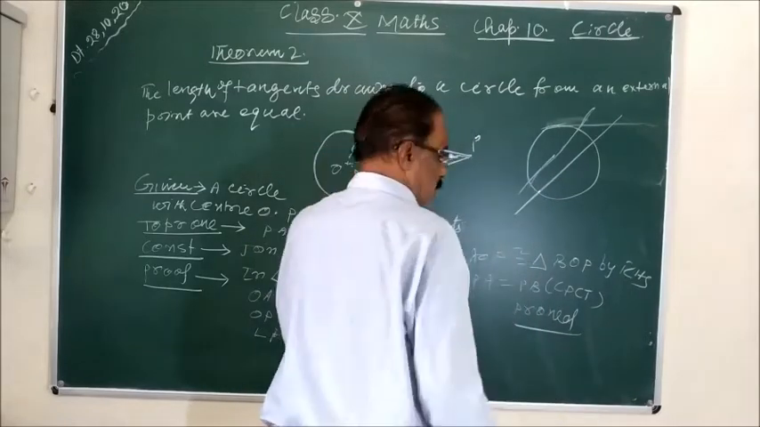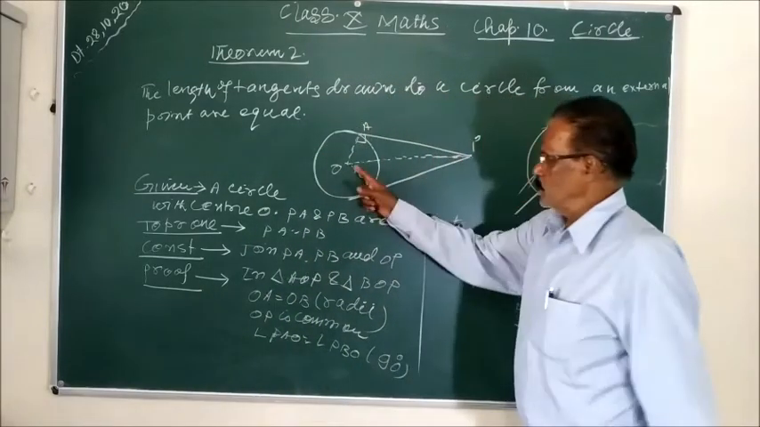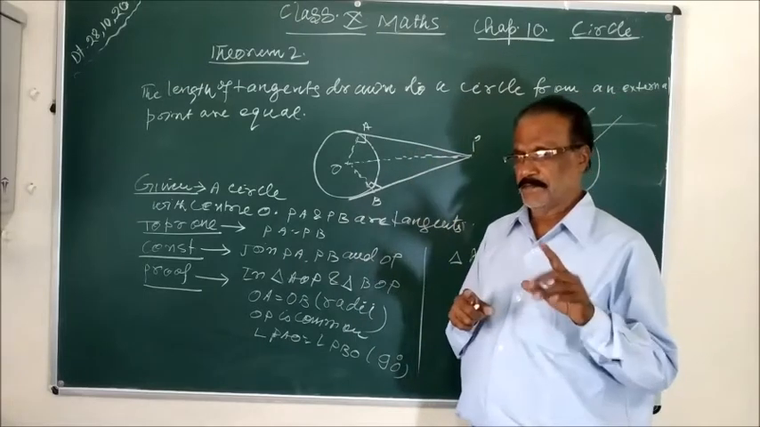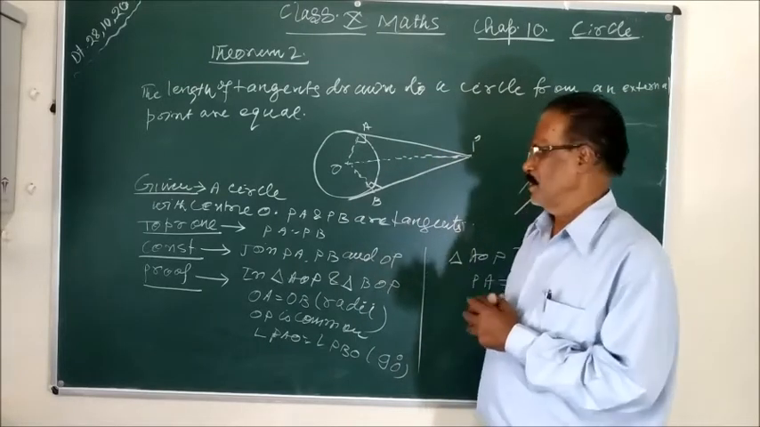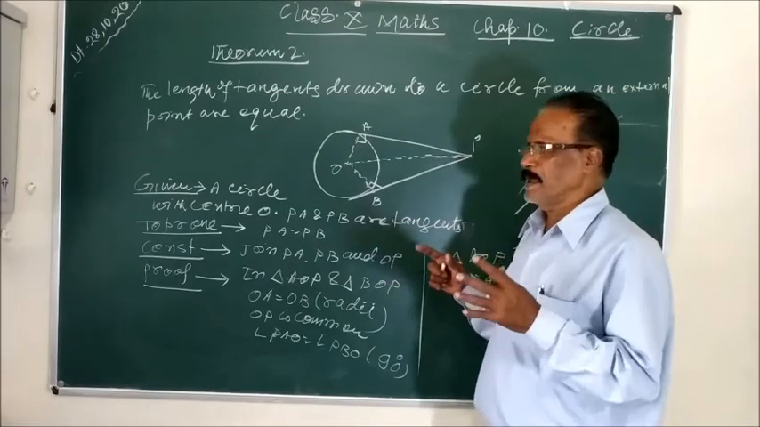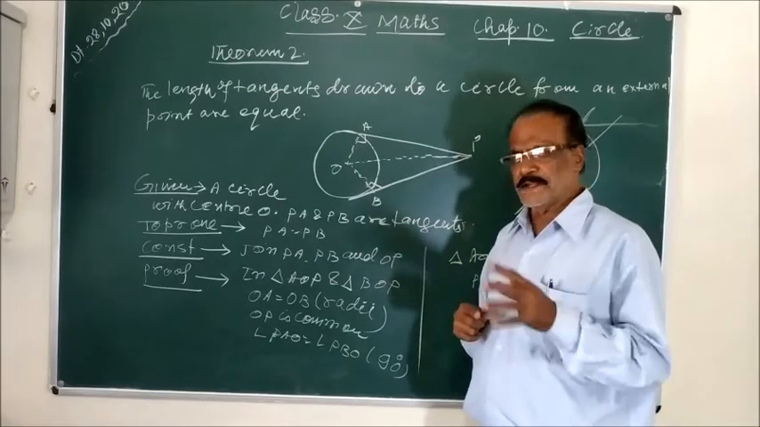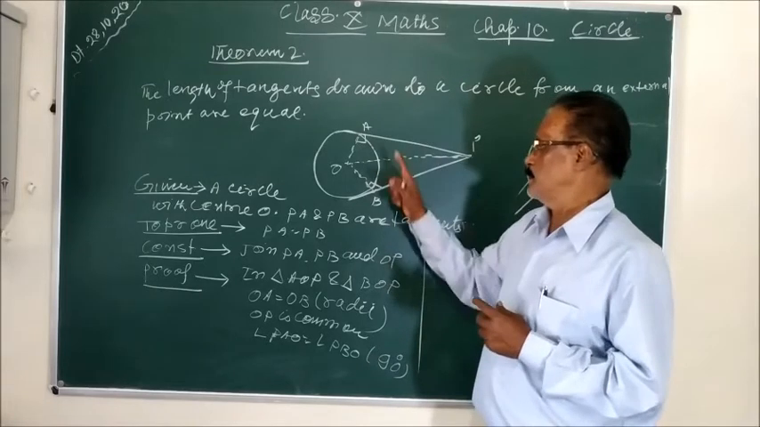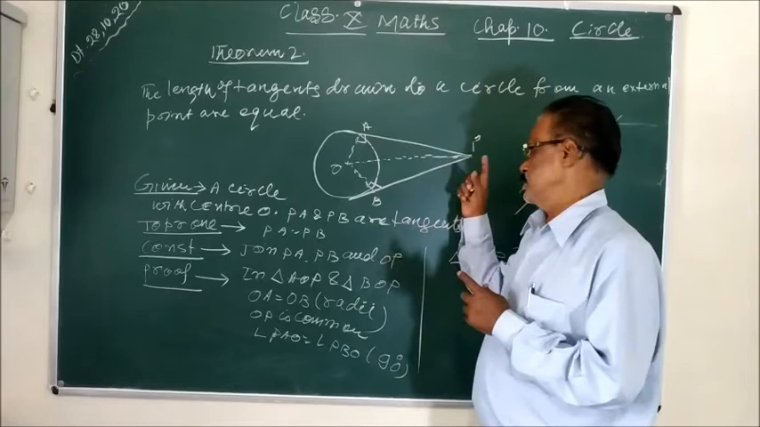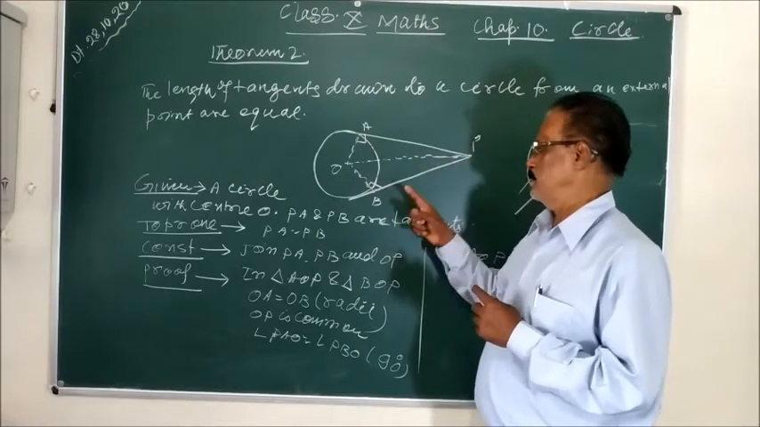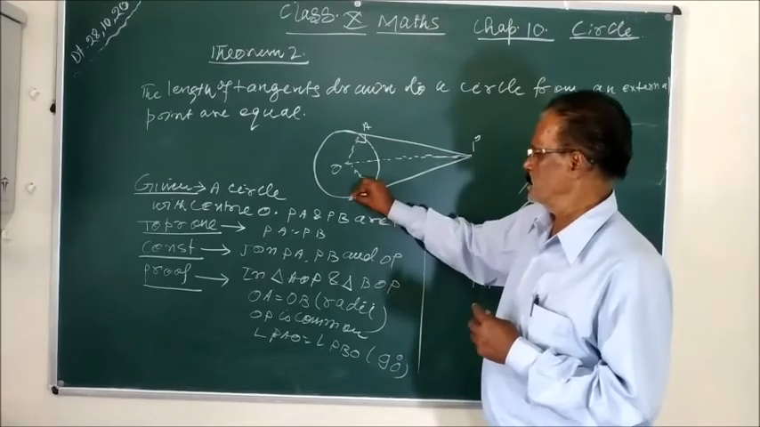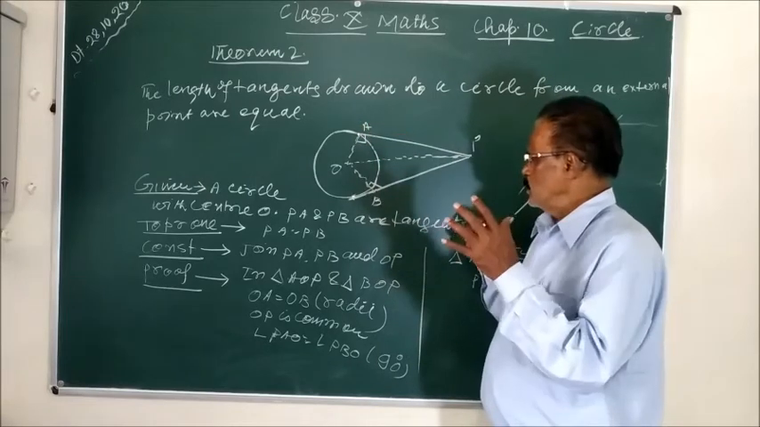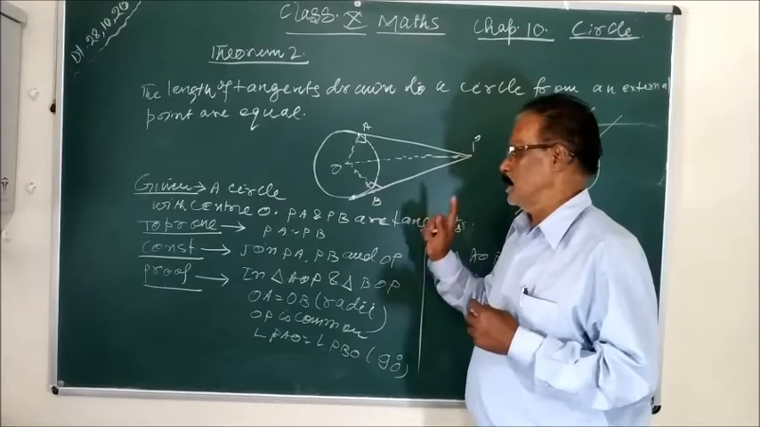This is a circle and the center is O, and P is the external point outside the circle. How many tangents can you draw from this external point? We can draw maximum 2 tangents. So these are the tangents PA and PB intersecting the circle at points A and B. So now you have to prove PA is equal to PB.